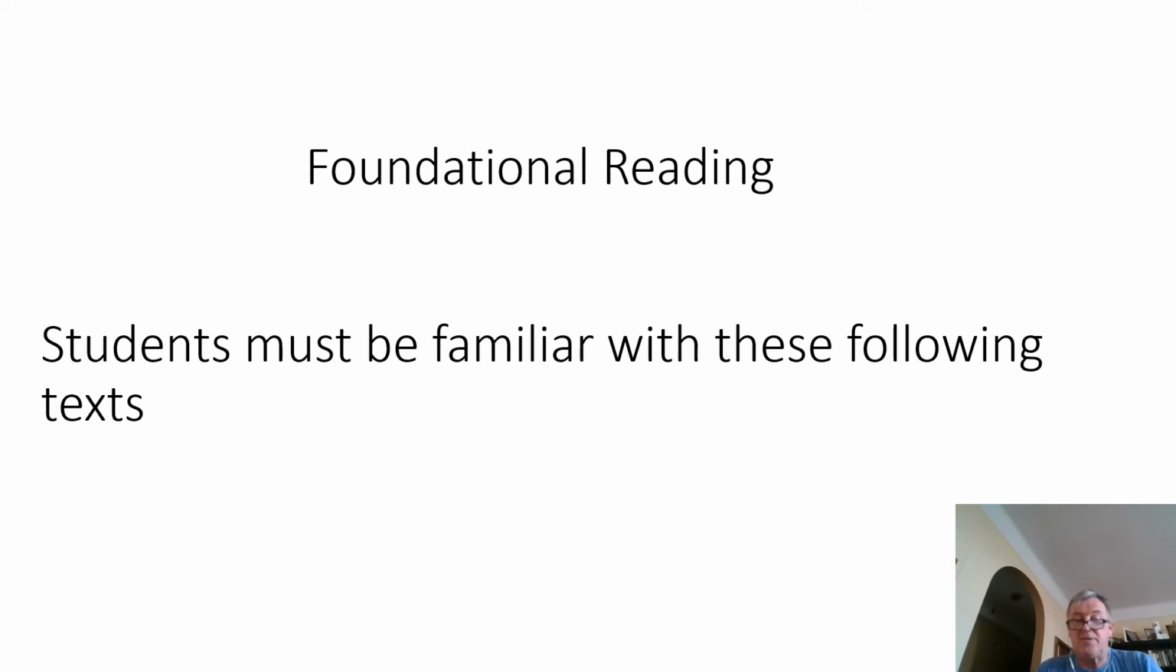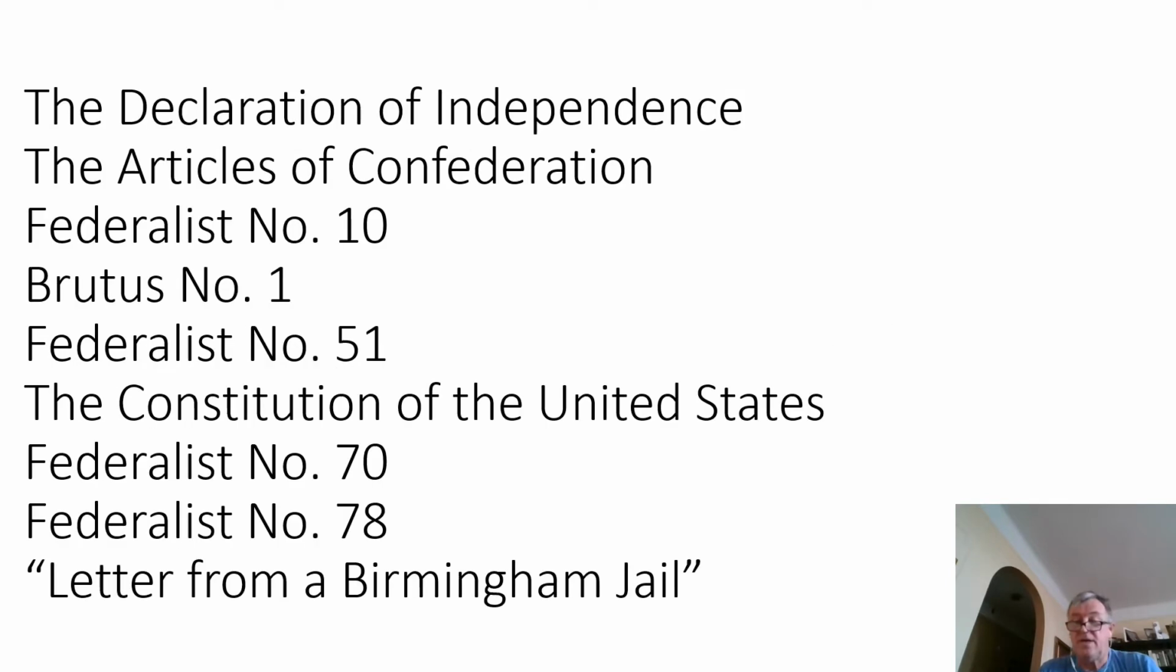The AP Government and Politics course description booklet is available on the College Board website. On page 30 is a list of required reading. Students must be familiar with these following texts: the Declaration of Independence, Articles of Confederation, and the Constitution are the basic government documents listed. Of these 3, the Constitution is the most important.